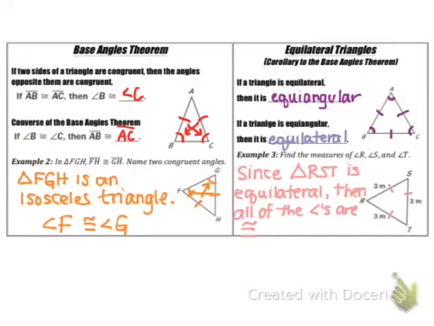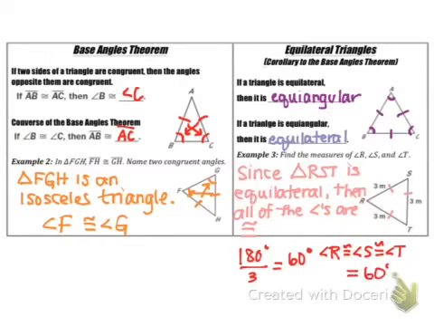And if you can remember, what do all the angles add up to in a triangle? The interior angles. Anybody? Good. 180 degrees. Since all the angles add up to 180 degrees, and they're all the same, if we divide that by 3, we get the measurement of each angle. So then angle R is congruent to angle S, which is congruent to angle T, which all equal 60 degrees.